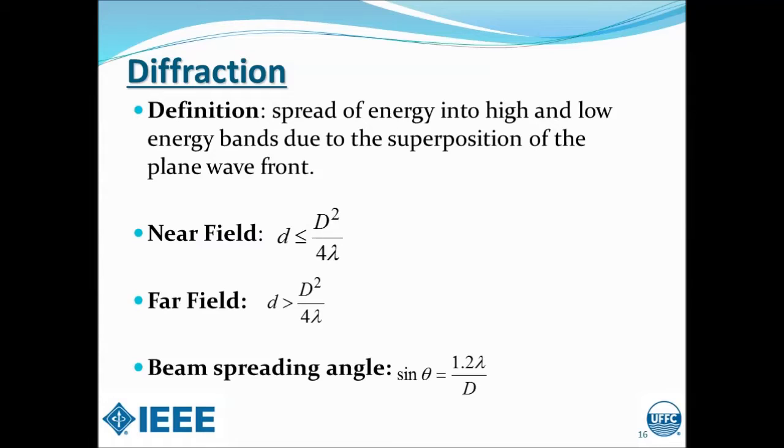Diffraction can be defined as spread of energy into high and low energy bands due to the superposition of the wavefront. Here we see two types of diffraction, near field and far field. In these equations, little d is defined as the field length for either near field or far field. Big D is defined as the diameter of the transducer used in these experiments, and lambda is defined as the wavelength. To measure the spreading angle of the beam, we see that sine theta is equal to 1.2 times the wavelength over the diameter of the transducer.